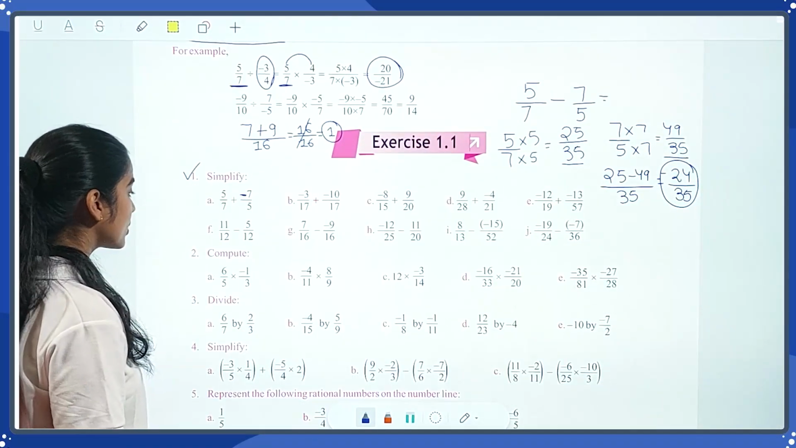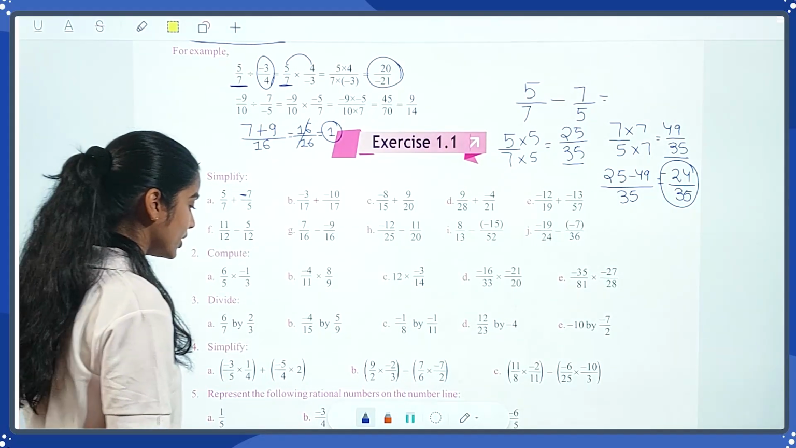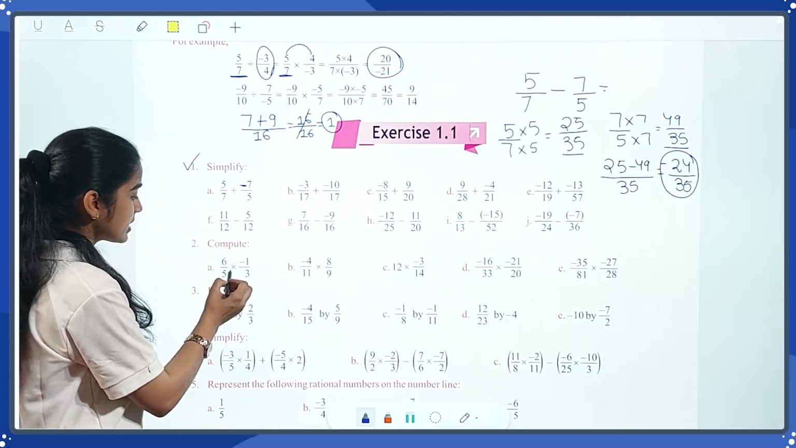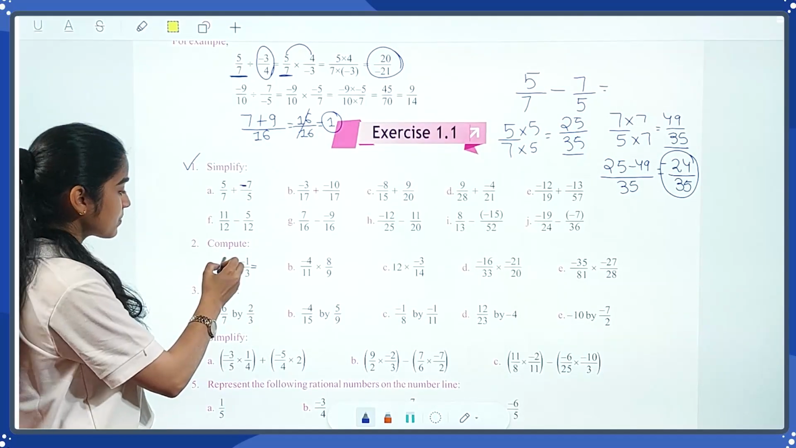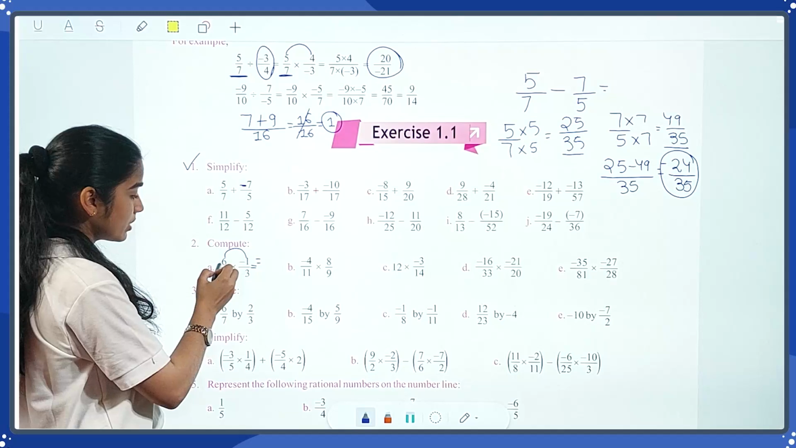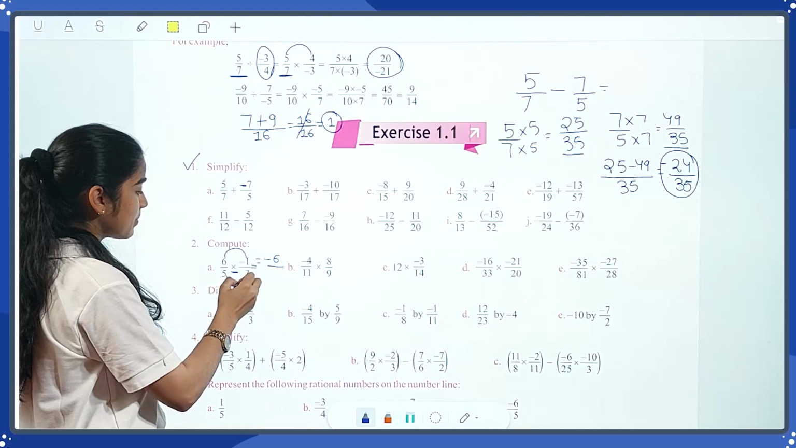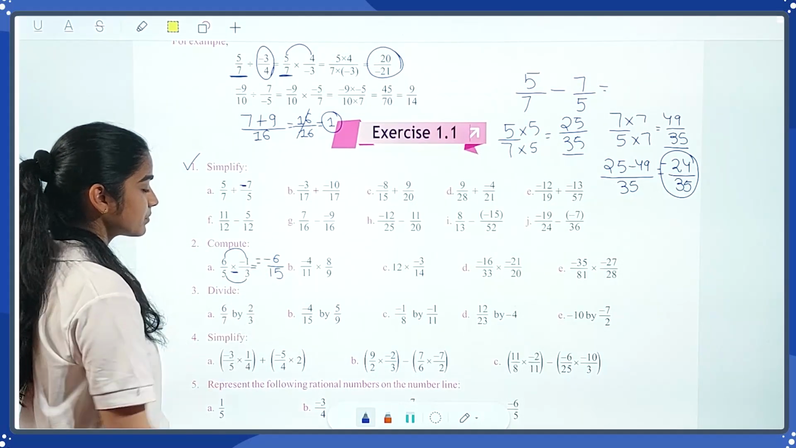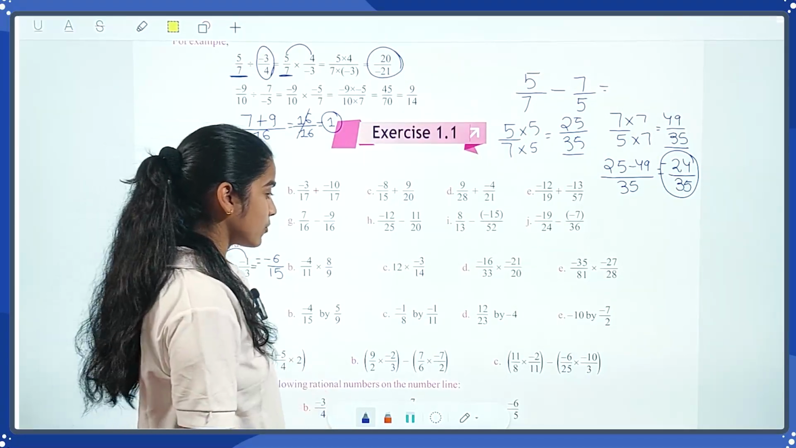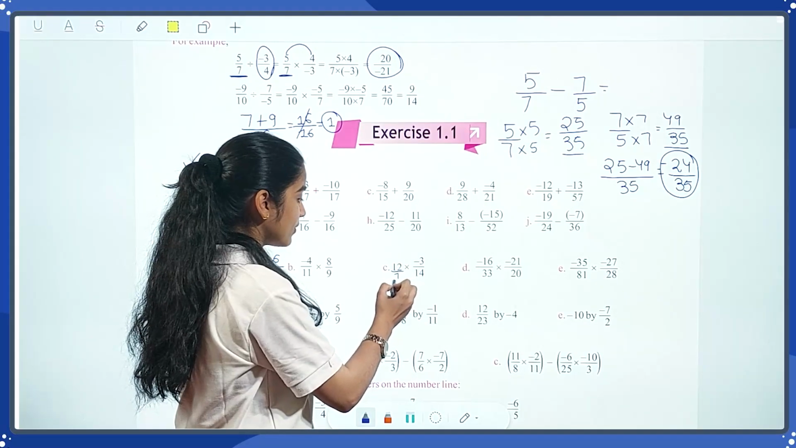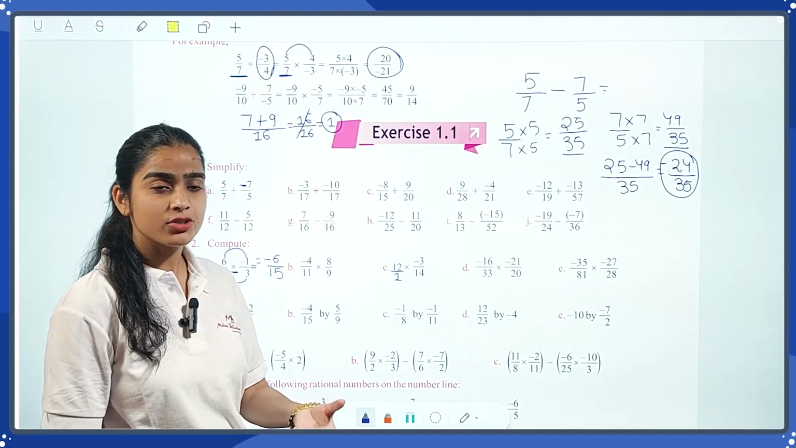Next we have compute. Compute means we have the signs of operations, and we just have to find out the end result of it. So the first question has the sign of multiplication. So which operation do we have to apply here? Multiply. 6 multiplied by minus 1 is minus 6 and 5 multiplied by 3 is 15. Next, if you have this type of question, don't worry. Here the numbers have no denominator, so we can consider a common denominator, which is 1.